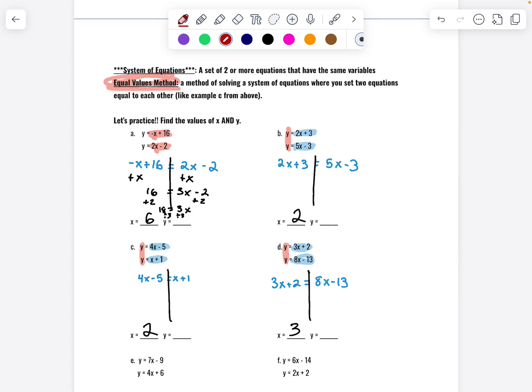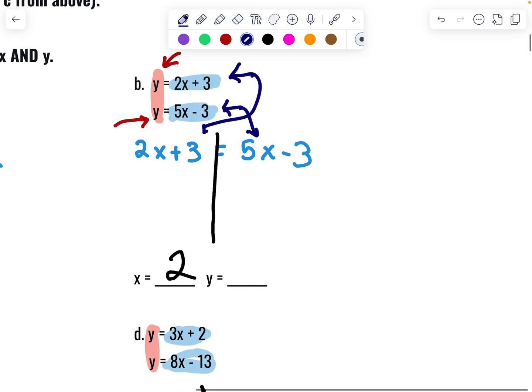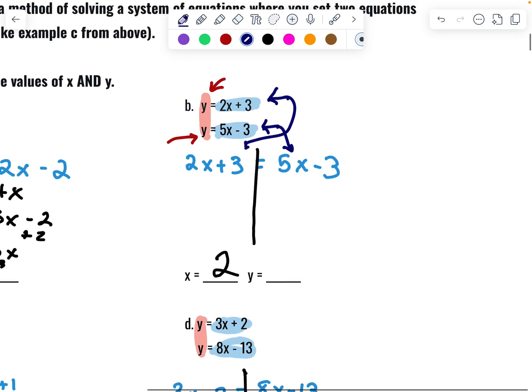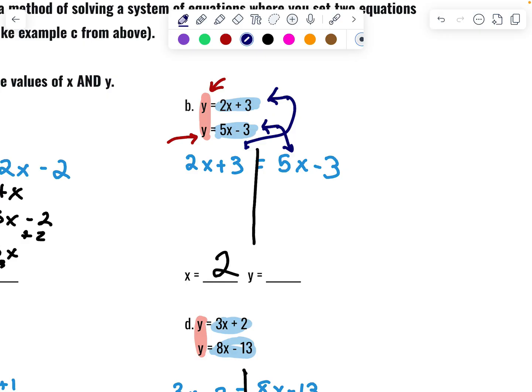All right, so with the equal values method, remember that we were looking at problems where if they are both equal to the same value, like these are both equal to y, then we can set the other parts of the equation equal to each other, right? And we were able to solve for x in doing that. And the only other part that's left is solving for y. And the way we can do this is because we found what x is, 2, we can go back to one of our equations and plug in 2 for x.